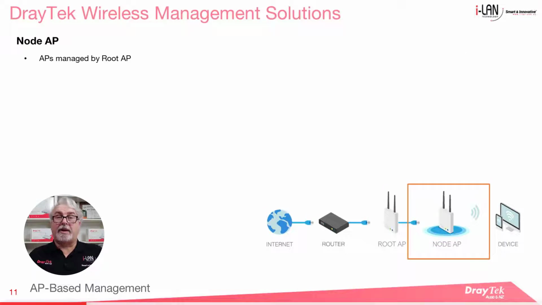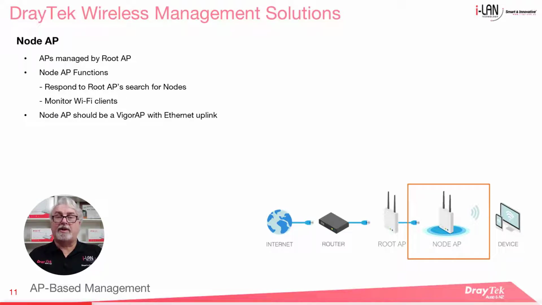The node APs are access points that are managed by the route access point. In addition, the functions of the node AP are to respond to the route AP's search for nodes and monitor Wi-Fi clients. Also, since the AP-based APM can only manage wired access points, node APs need to use an Ethernet uplink to the route AP. That's for node APs, not mesh node APs. Mesh node APs are managed via the mesh route AP, not the route AP as such.